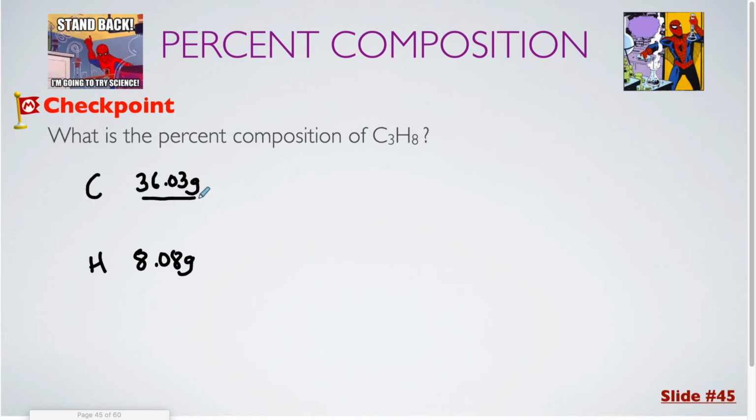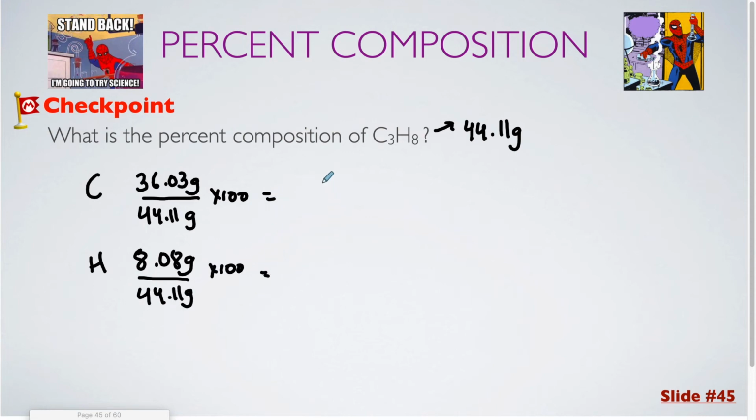Now the denominator is always the mass of the entire formula. So in this case, I'm just going to be adding these two together because I have 3 carbons and then I have the 8 hydrogens. So this has a total molar mass of 44.11 grams. So I'm going to use that as the denominator in both of these. And I end up with 81.68% for my carbon and 18.3% for my hydrogen.